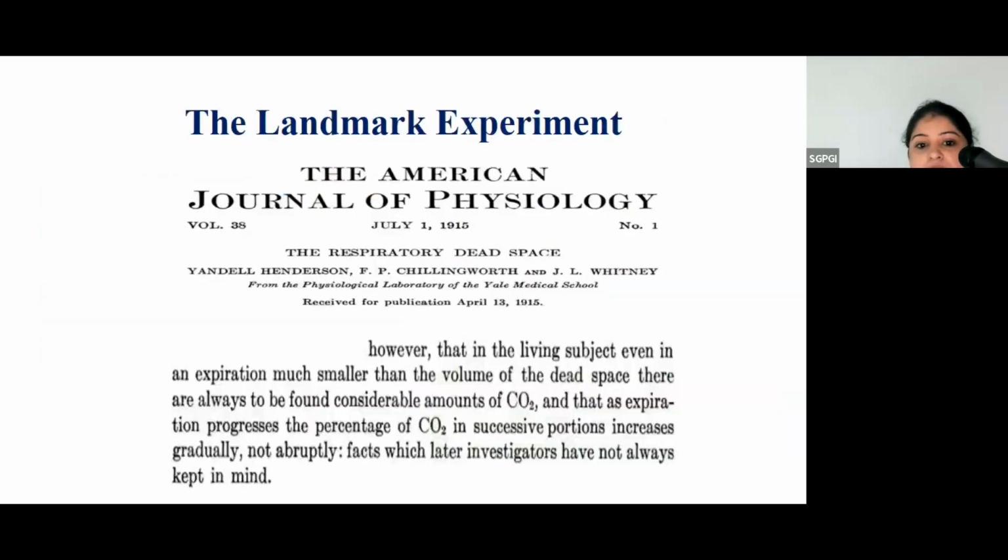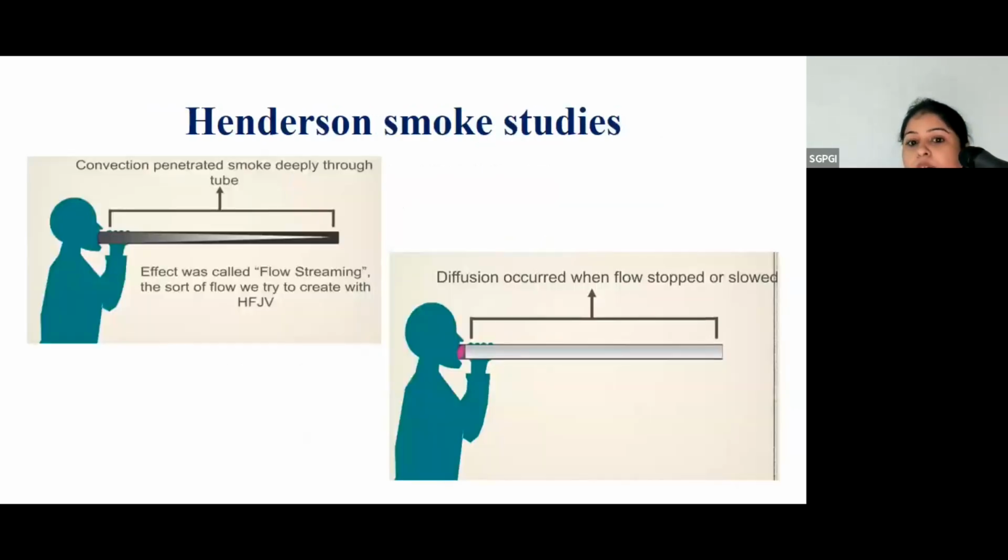This is a landmark experiment done by Dr. Henderson, published in the American Journal of Physiology, where he mentioned that CO2 elimination is still possible even with low tidal volumes, even less than dead space, and with supraphysiological rates. He did smoke studies, basically. He used tobacco smoke in a glass tube. When the smoke was blown in the glass tube, he found that convection penetrated the smoke deeply through the tube, and this effect was known as flow streaming. With faster puffs, the smoke remained in the center part of the tube. And when later the flow was stopped, there occurred radial diffusion, so there was instantaneous mixing of the gas.